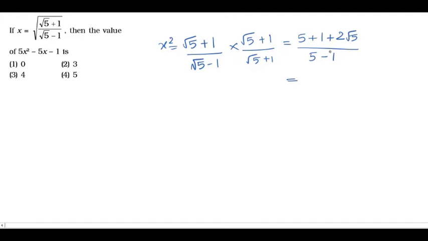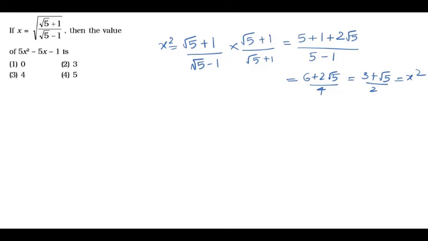So what do we get here? 6 plus 2 root 5 by 4. So this becomes, we can cancel 2 from both numerator and denominator, that will be 3 plus root 5 by 2, which is equal to x square. Got it? So we got the x square value.